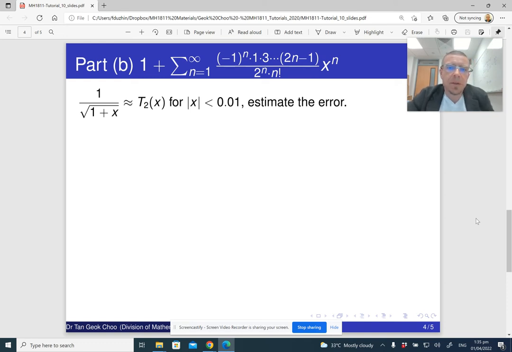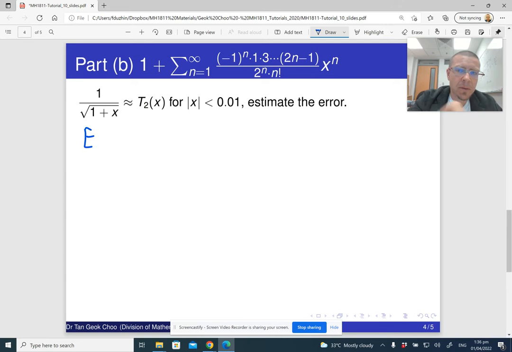All right, in the next part, we are supposed to estimate the error of estimating our function 1 over 1 plus 1 over square root of 1 plus x with its Taylor polynomial of degree 2, right? I have just copied the Taylor series itself that we derived in the previous part, for your reference. To do this, we need to use the formula from the lecture.